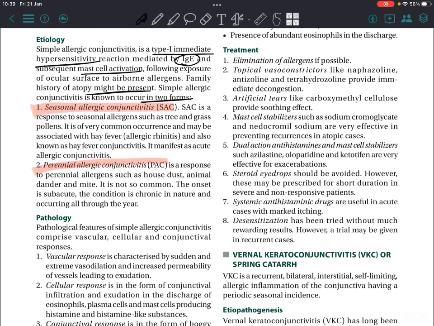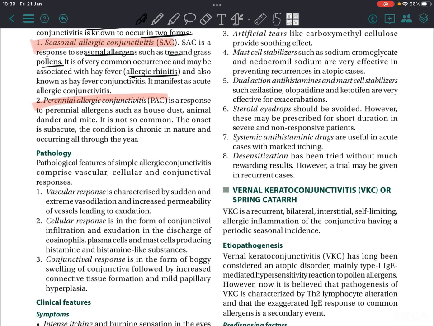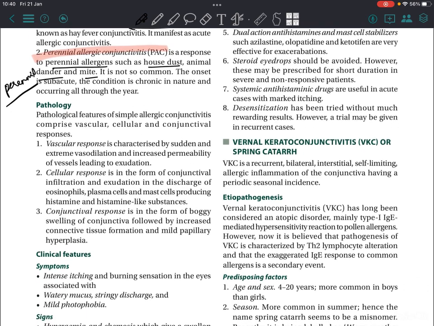Seasonal allergic conjunctivitis is a response to seasonal allergens such as tree and grass pollens. It is of very common occurrence, may be associated with hay fever and allergic rhinitis, and is also known as hay fever conjunctivitis. It manifests as acute allergic conjunctivitis. PAC is a response to perennial allergens such as house dust, animal dander, and mites. The condition is chronic in nature, occurring all through the year.